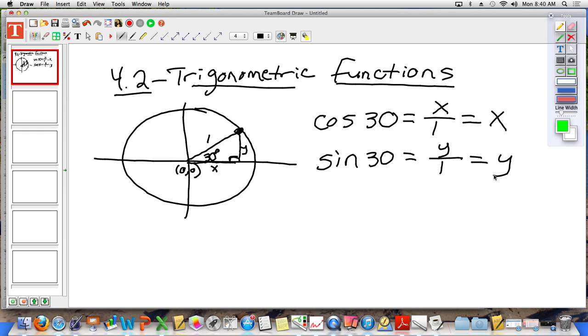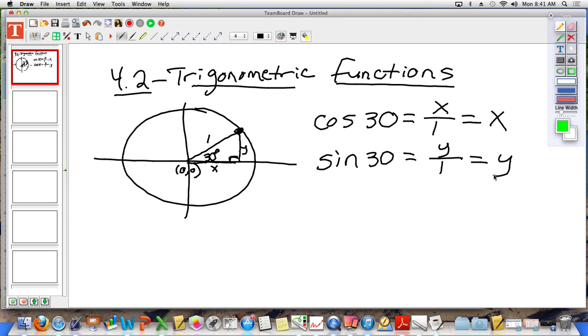Say you had a 4.5 unit circle and you did the same thing. Would it just be the square root of 3 over 2 times 4.5? Yes, it would.